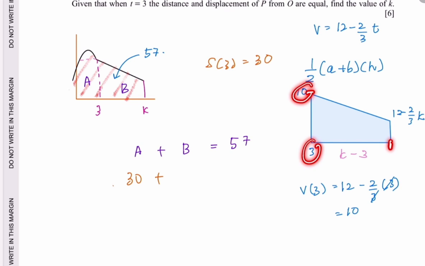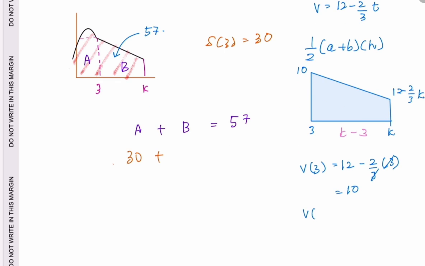Now let's put when it's at k. If it's v at k, our v is 12 minus 2 over 3k. So that is just our height. This part will be our a, this part right here will be our b, and this part right here will be our h.